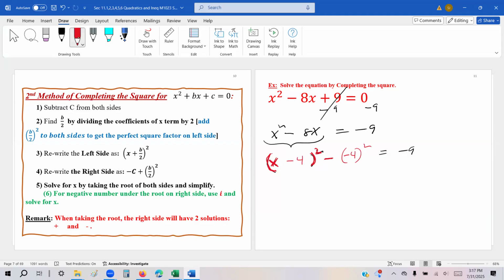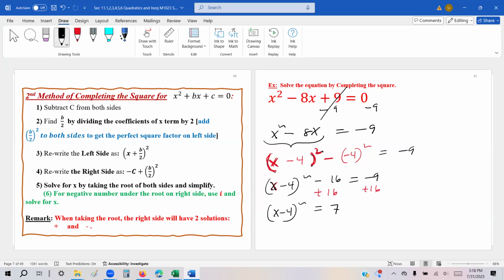The outside gets -4 squared, which is 16. So you have x minus 4 squared minus 16 equals -9. I'm showing that on the left side, we completed the square. Now we are going to easily solve this. Now this becomes the question like we did before. If you have something extra, we get rid of that. So we get x minus 4 squared equals -9 plus 16, which is 7.